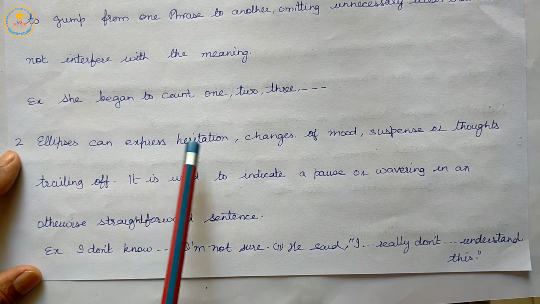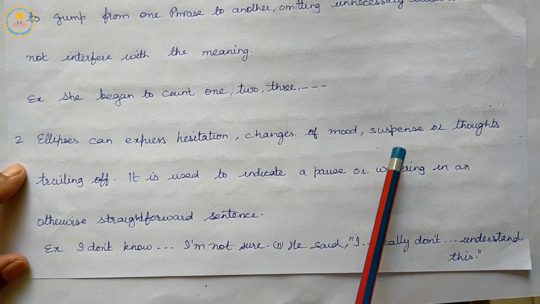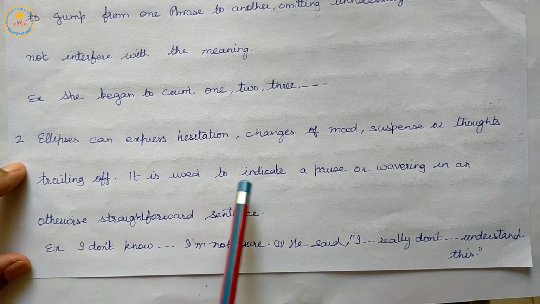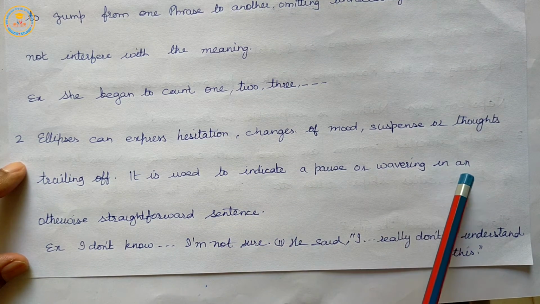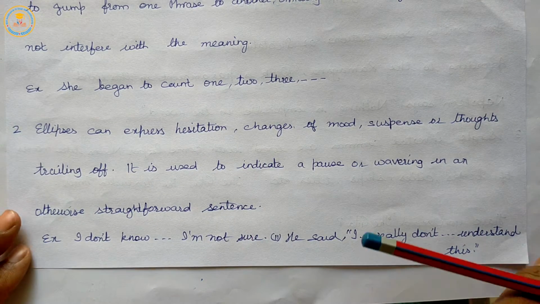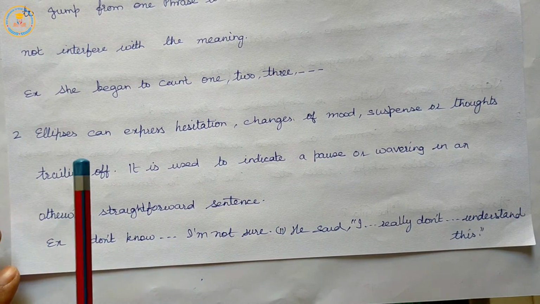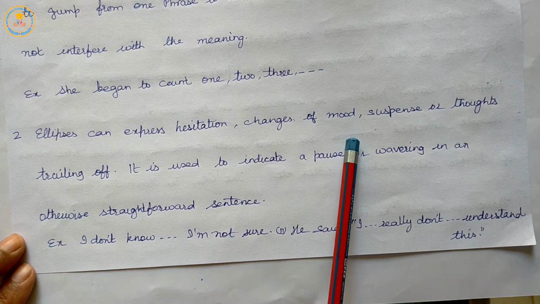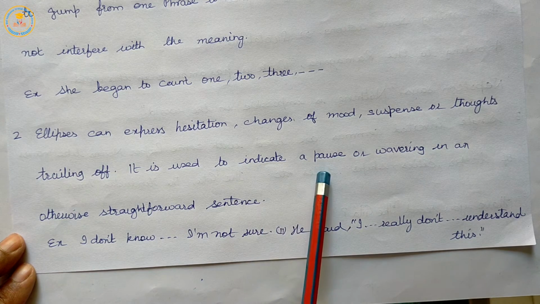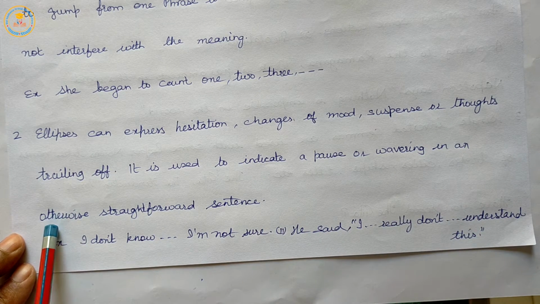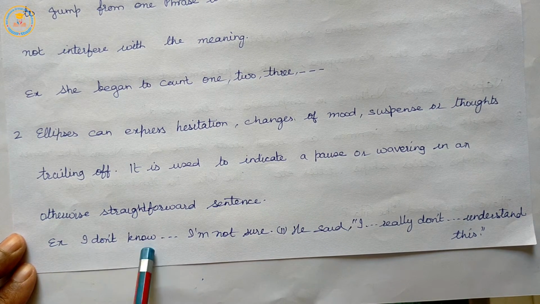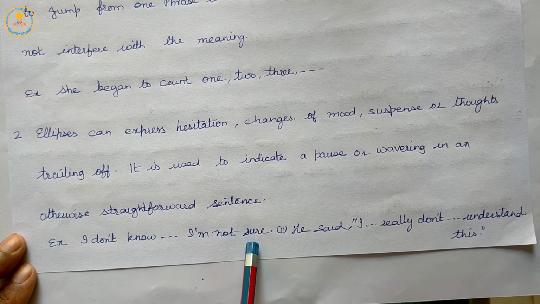Ellipsis can express hesitation, changes of mood, suspense or thoughts trailing off. It is used to indicate a pause or veering in an otherwise straightforward sentence. Example: I don't... I am not sure.